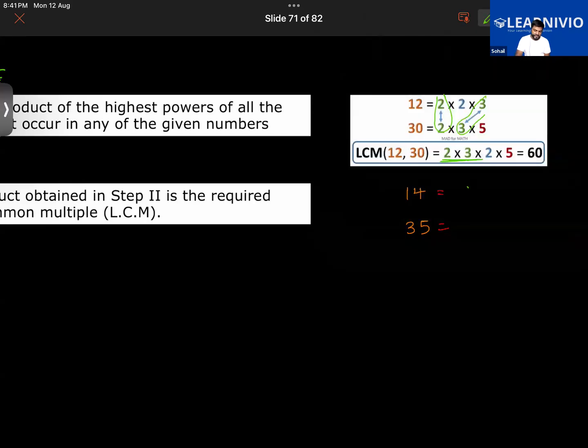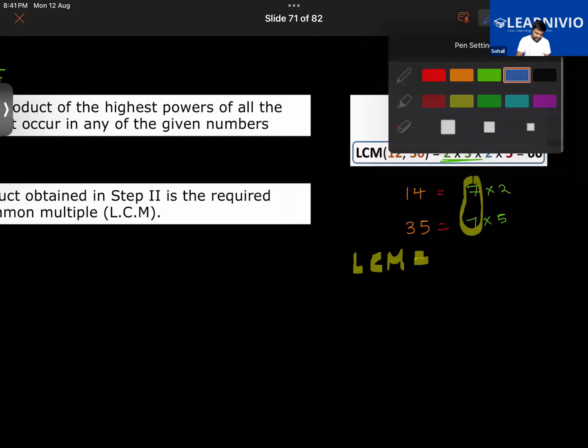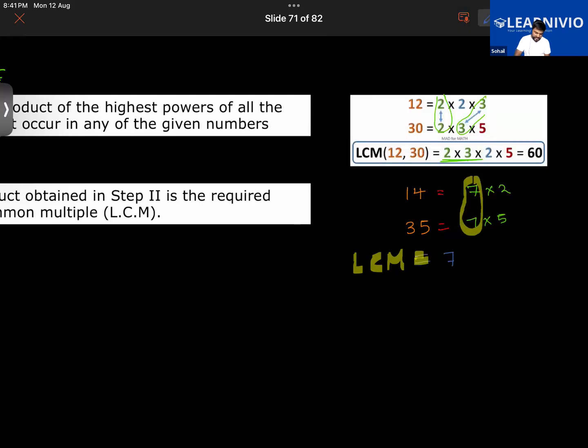So 7 twos are 14, right? Or 7 fives are 35. Now we have shown it. We have done the prime factorization. Now we have written the prime factors. Yes, Sumaya, the answer is 70. Very good. Both of you, well done. So the LCM would be: this 7 is common, right? So first of all, write the 7. And then whatever is left, just multiply them also. So that is 70.